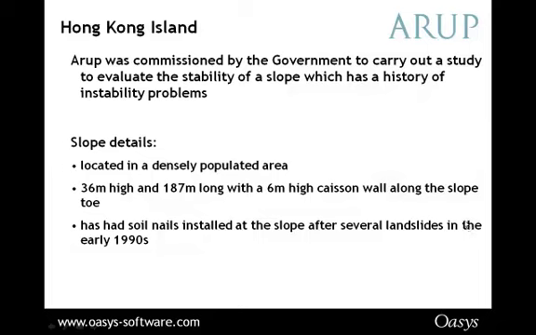So I'm now going to move on to our final case study in Slope. This is a geotechnically very interesting case study, and it was done in Hong Kong. Arup were commissioned by the government to carry out a study to evaluate the stability of a slope which has a history of instability problems. Now, if I give you details of the slope, it's located in a densely populated area. It's 36 meters high and 187 meters long, with a 6 meter high caisson wall at the slope toe. And it has actually had problems before. It's had several landslides in the past, and soil nails were installed in the early 1990s, and Arup had to collect historical data for that.